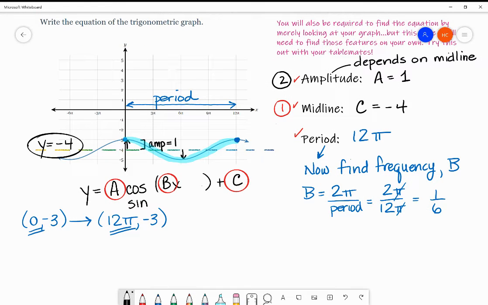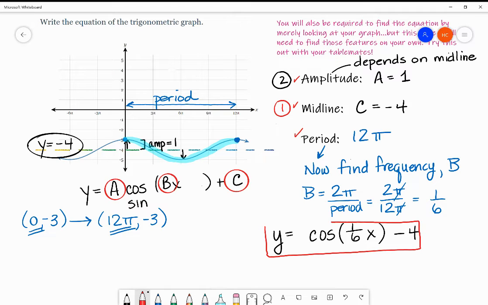So now I can write my equation. Y equals, my A value is a 1, so I can write a 1 or leave it as is. And then it's going to be cosine, open parentheses, bx, my b is 1/6, times x plus my c value, which is -4. Instead of plus -4, I'm going to put -4. You can still write plus -4. It's not wrong. And I am done.